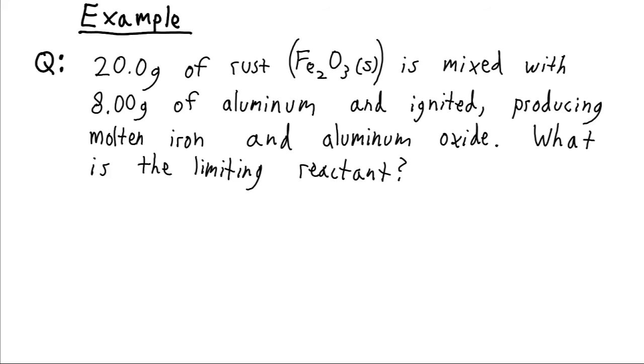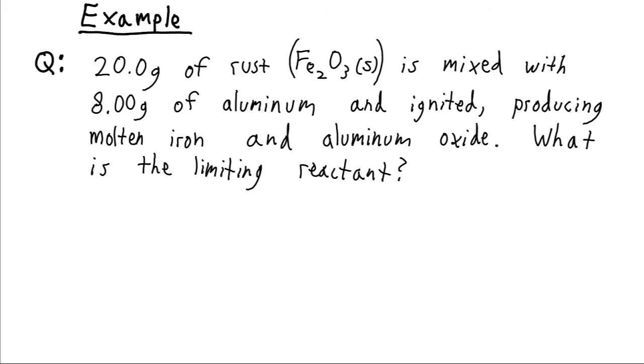If you were in the military, you might use a thermite grenade to sneak behind enemy lines and fuse their artillery together, rendering them useless. And since it doesn't involve an explosion, that could be a much stealthier way to accomplish that. Well, because this reaction is so hot, the iron it produces, one of the products, will be molten, and it will also produce aluminum oxide. Now, if we perform this reaction using 20 grams of our iron oxide and 8 grams of our aluminum, what is going to be the limiting reactant?